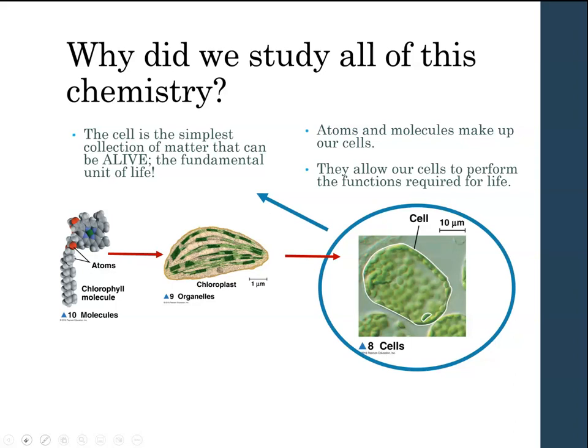So those molecules that we were looking at in chapters 2 and 3 are really important because they are foundations on which the cell is built. And since we're biology, we're studying life, we have to start with that smallest unit of living, which are the cells. And those atoms and molecules that we studied in chapters 2 and 3 make up those cells.